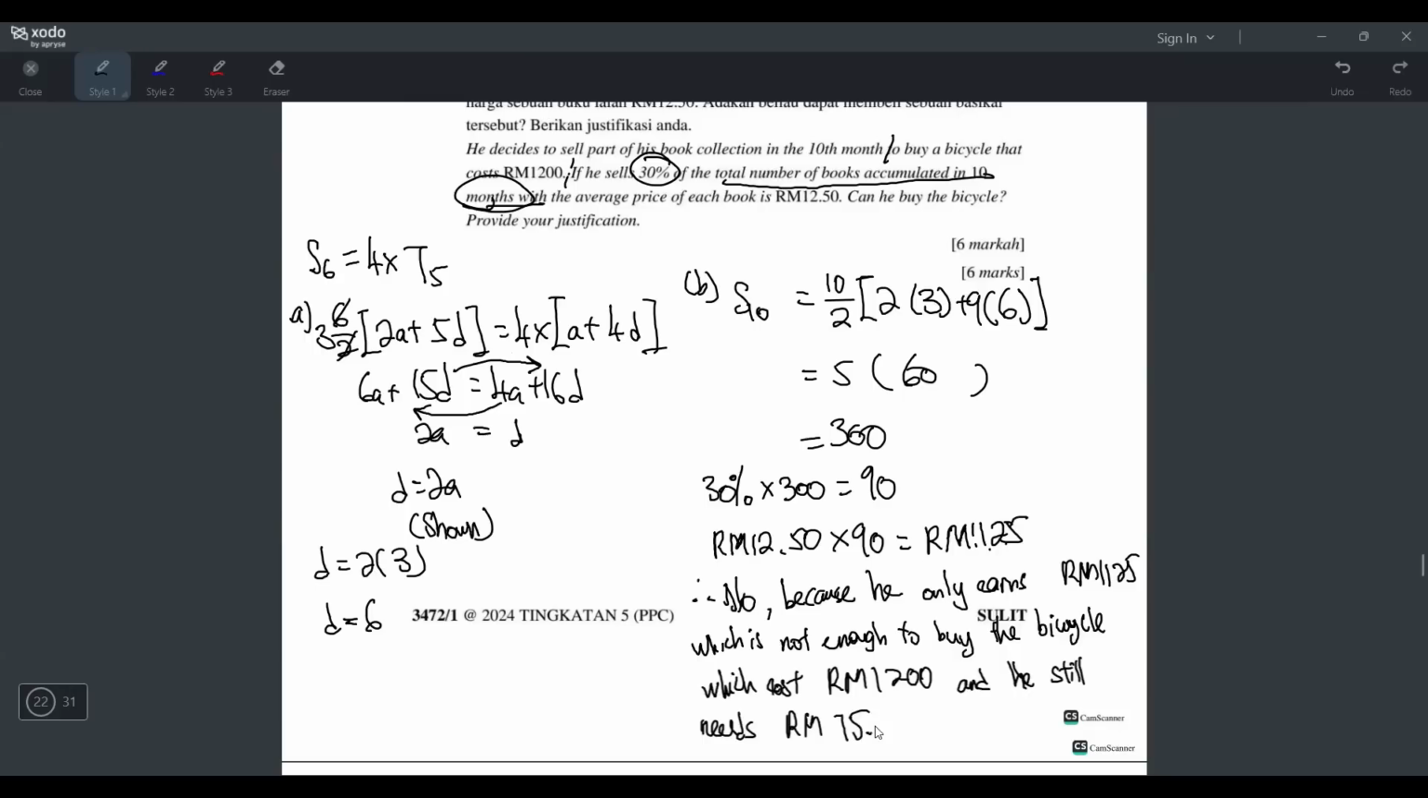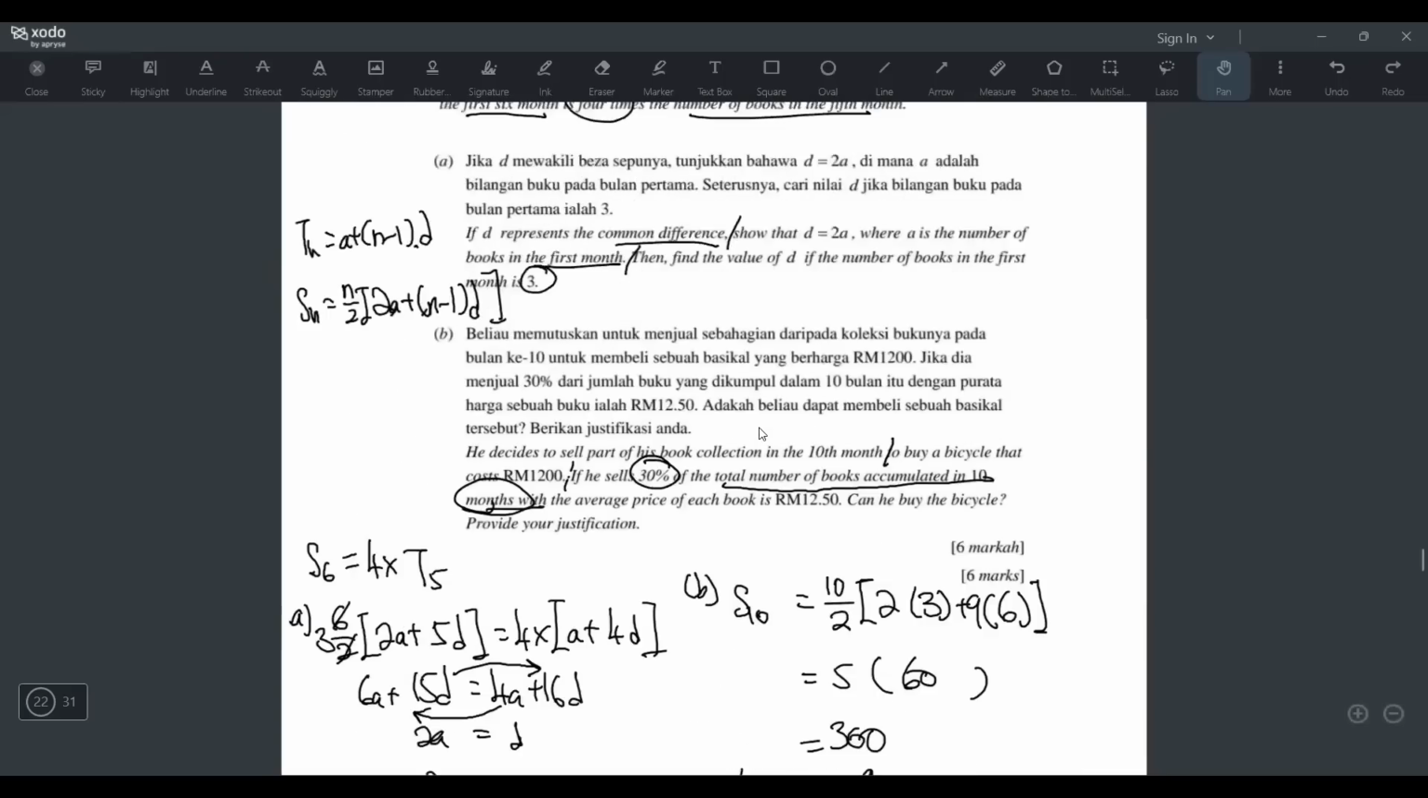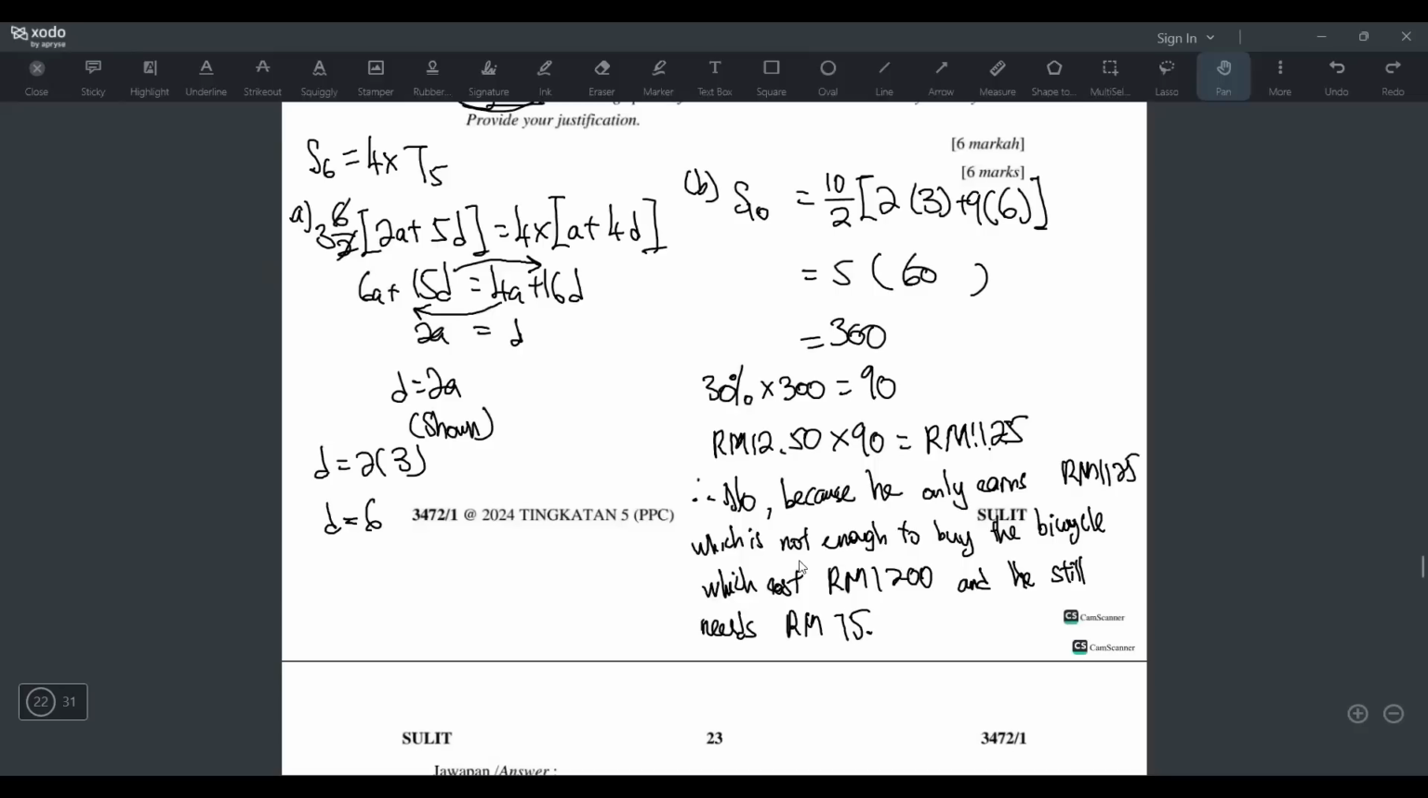But actually in the exam, if you write until here it is good enough already lah. It doesn't have to be so perfect one lah, right? Just build a sentence, explain to them no, and then just tell them because it's not enough. You don't have to write so perfect one. But this is how I would write it lah. Okay, so hope you understand. Sudah siap?